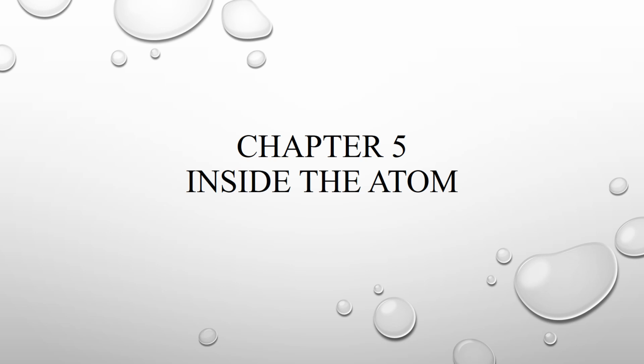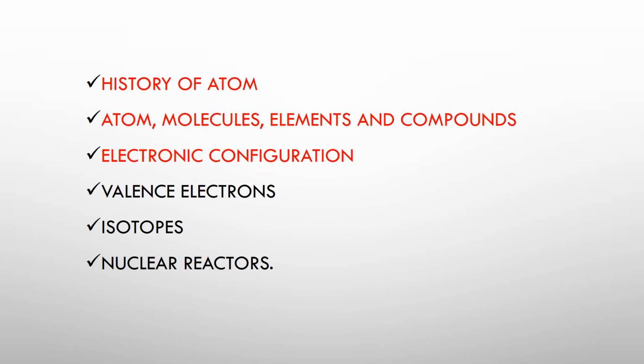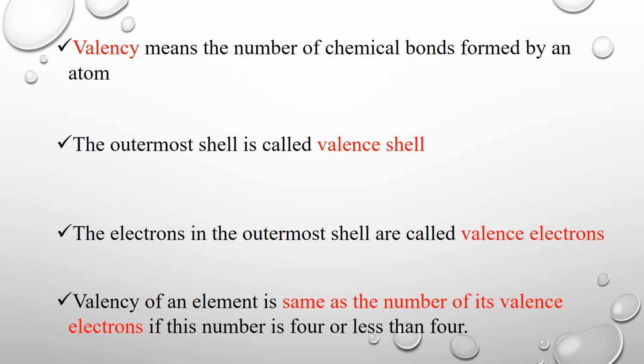We are going to continue with chapter 5, Inside the Atom. Now, we have already covered the first 3 points. Today, we're going to look at valence electrons. So these are the four statements which you need to remember.